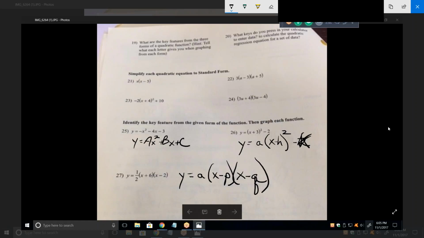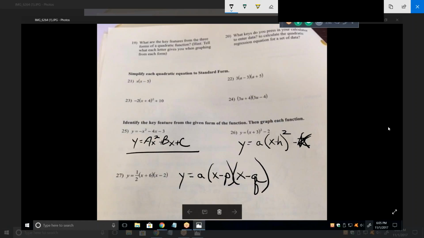Now, if you're given that, then you can use minus b over 2a to get the x-coordinate of the vertex, which you can then plug back into the equation to solve for the y-coordinate. On 26, you're looking at the vertex. The vertex is minus 3, minus 2.